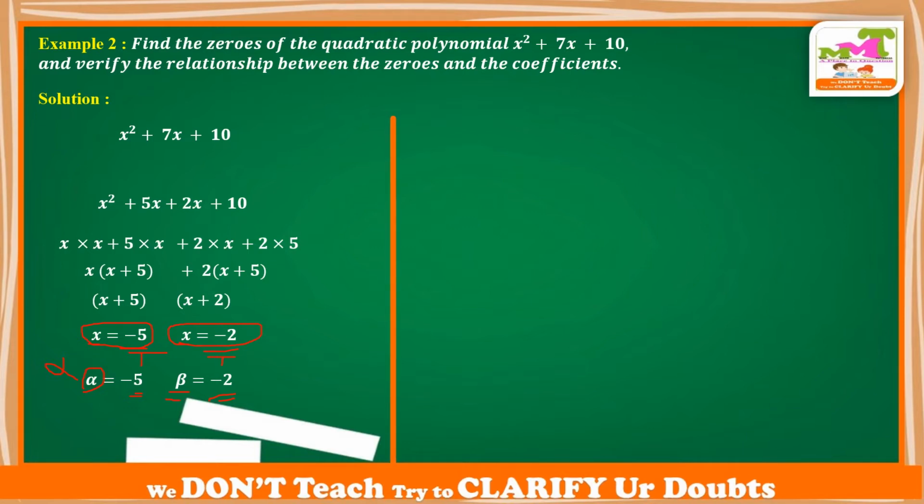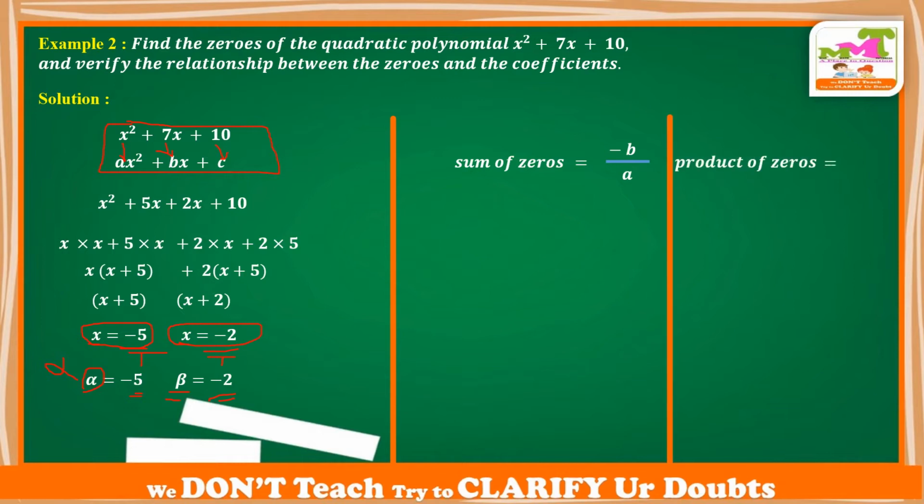Yes. So now coming to the next part, we are comparing it with the standard form, that is ax square plus bx plus c. Instead of a we have 1, in the place of b we have 7, in the place of c we have 10. Okay, then sum of zeros, it's over here, and let us write product of zeros too. Product of zeros is c by a.